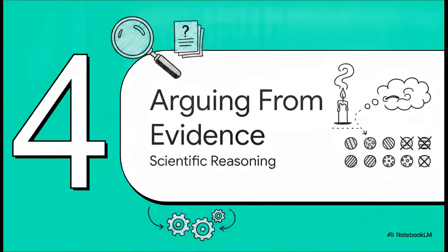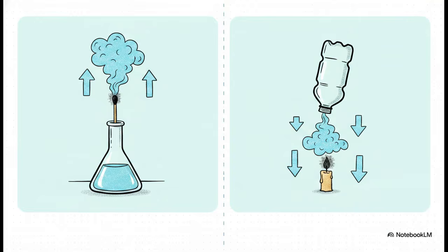Section 4. Arguing from evidence. Now for the fun part, using logical, scientific reasoning to narrow down our suspects based on this new physical evidence. Let's compare the behavior of these two gases. Our known gas, helium, put out a flame above it, which proves it floats. Our unknown bath bomb gas put out a flame below it. Because this gas successfully flowed downward out of the tilted bottle to kill the candle, it absolutely 100% must be denser than the surrounding room air.